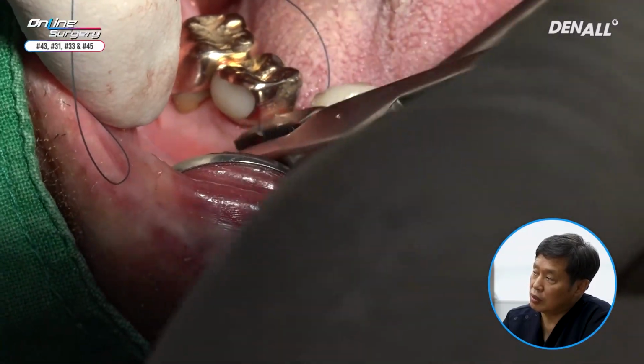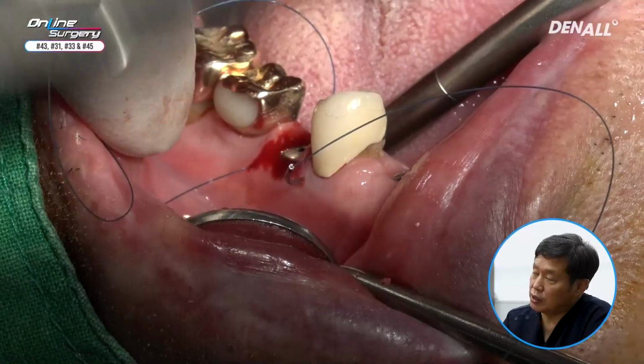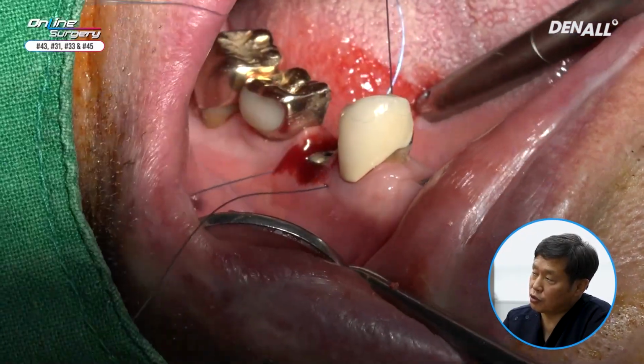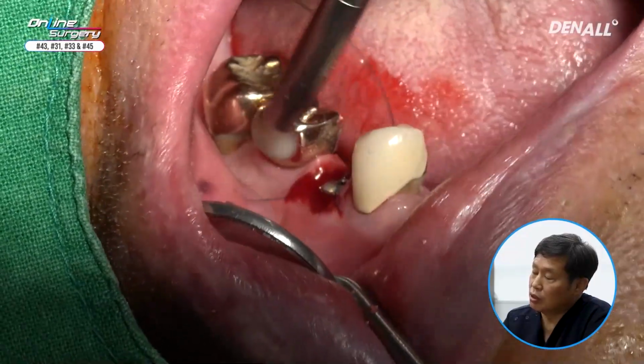Just like suturing extraction socket, a figure of 8 suture was used so that the graft material does not come out too much.